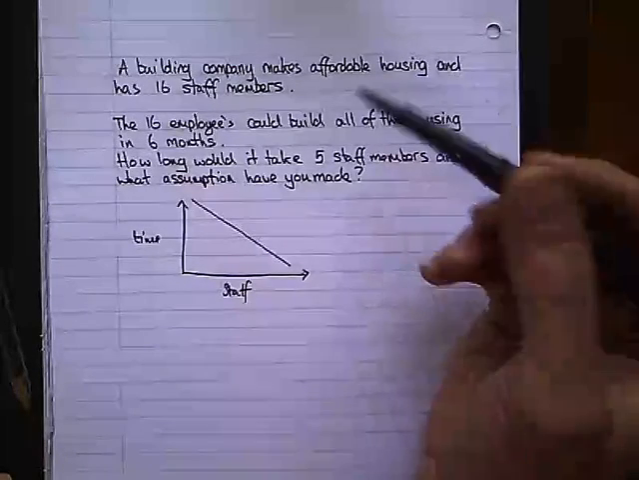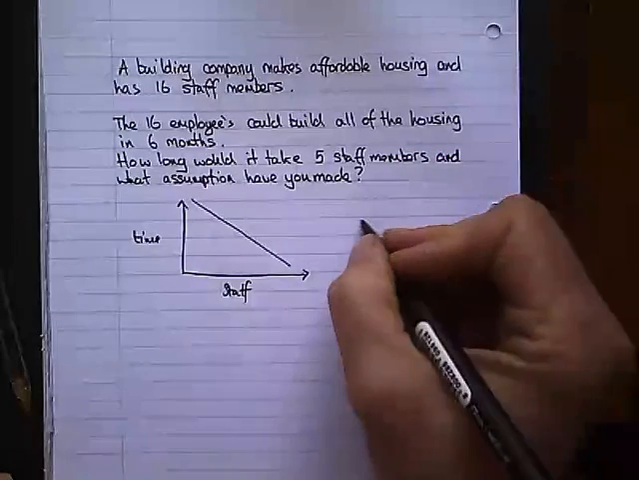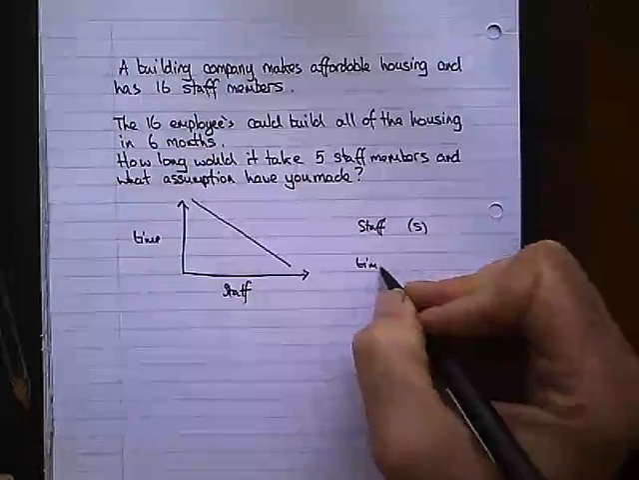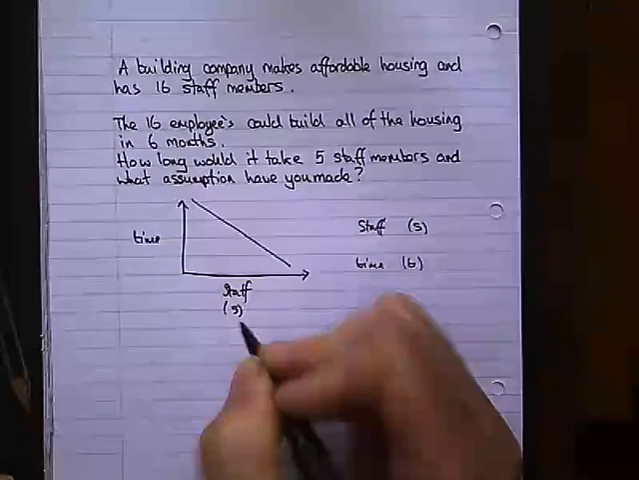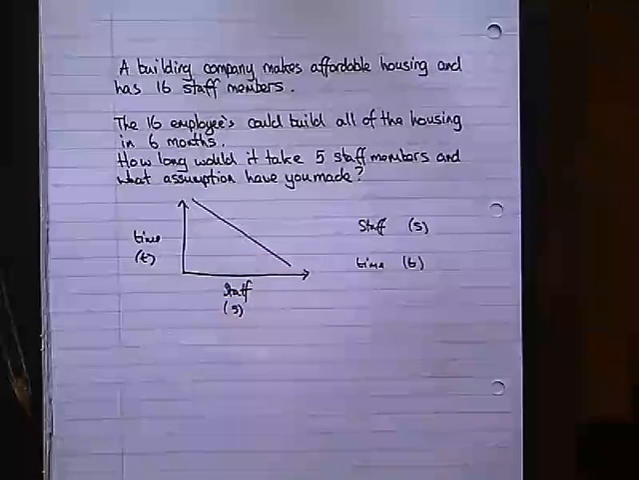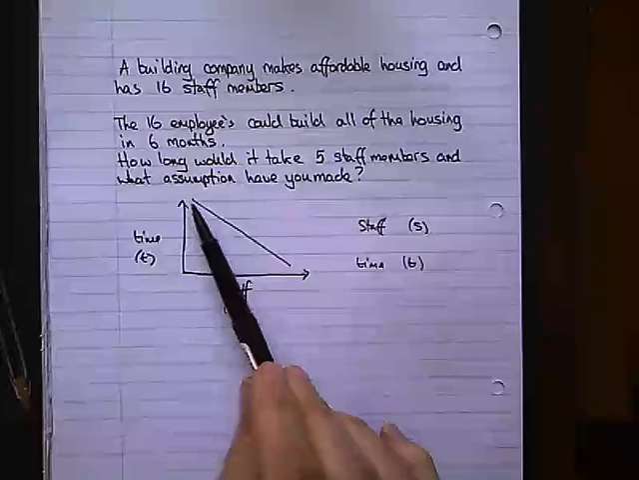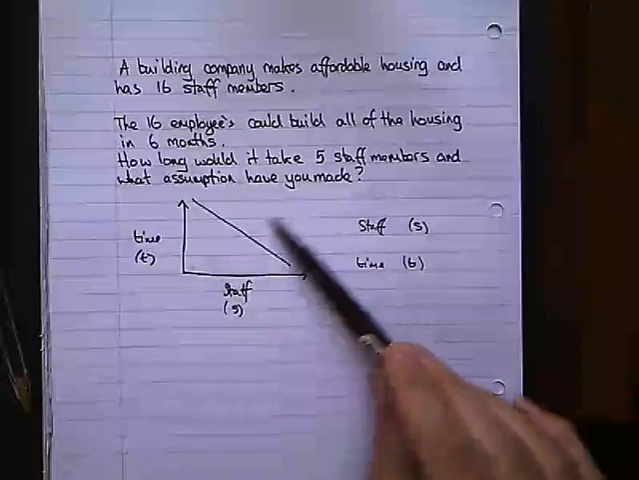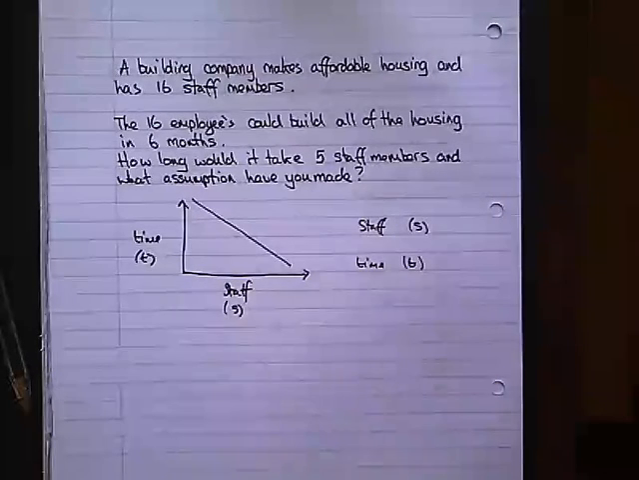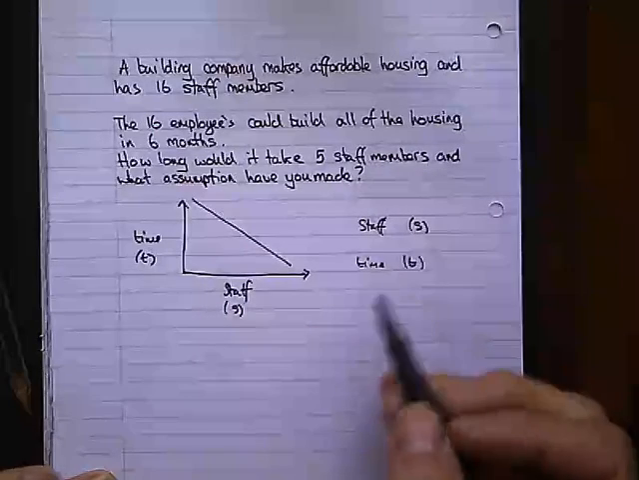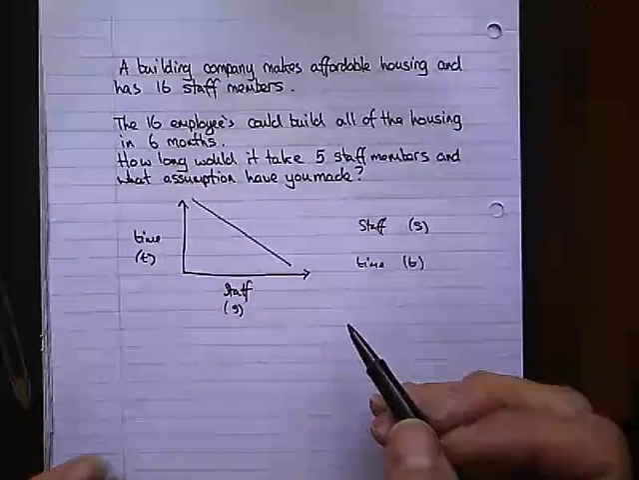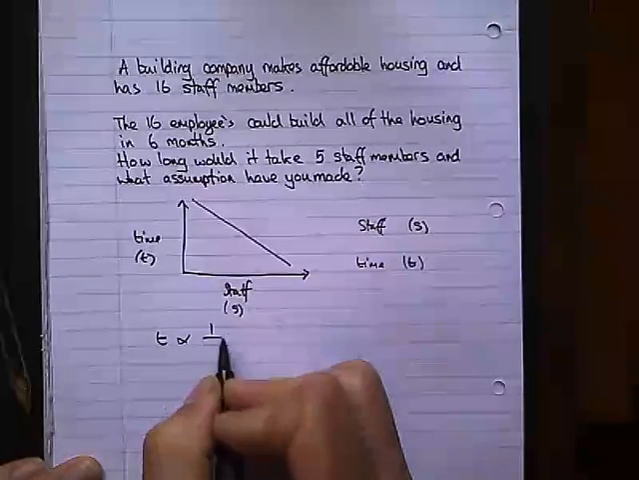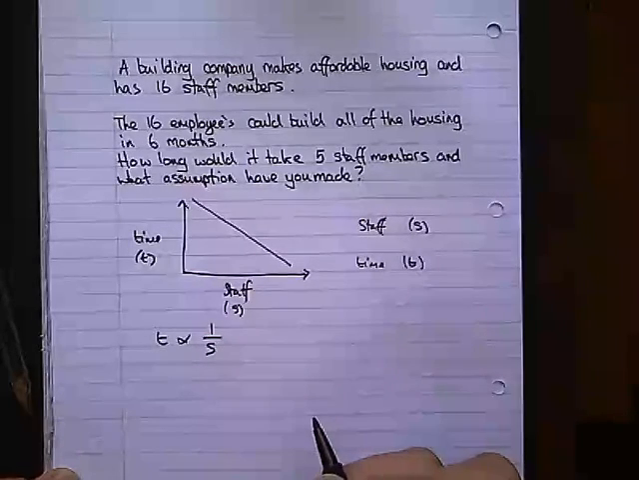We've got staff members, let's call them S. So staff members is S, and time is T. Okay, so we've got S and T. We don't need this graph, but it's a demonstration that if you have a graph that's going down, that's an indirect proportion or inverse proportion. If you have a graph that's going up, that's a direct proportion. Okay, so we have an inverse proportion problem here. So we know that the time taken is proportional to 1 over the staff. Okay, so let's write this as an equation.